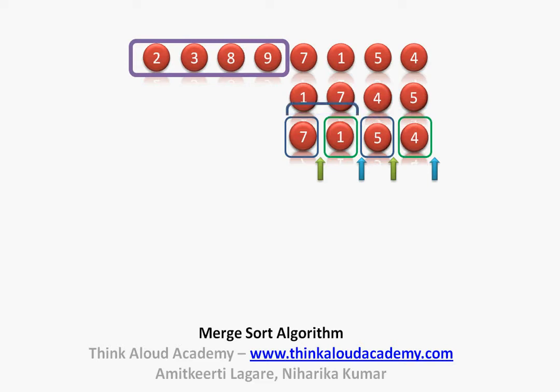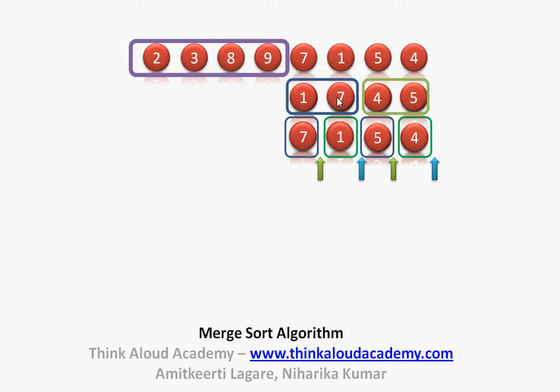So now what do we see again? We have a sublist 1 and 7, which is sorted. We also have a sublist which is 4 and 5, which is sorted. So at this level, I have 2 sublists which are in sorted order, but these 4 elements are themselves not completely sorted. So 1 and 7 is there, 4 and 5 is there.